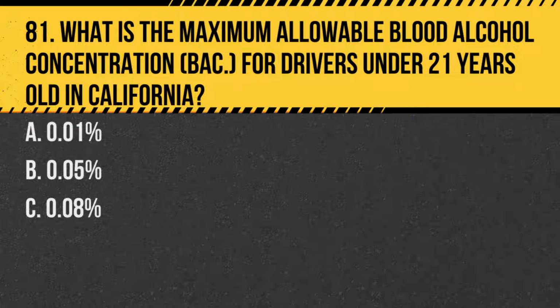Question 81. What is the maximum allowable blood alcohol concentration, BAC, for drivers under 21 years old in California? A. 0.1%. B. 0.5%. C. 0.8%. Answer: A. 0.1%. In California, drivers under 21 years old must adhere to a zero tolerance policy with a maximum BAC of 0.1%.